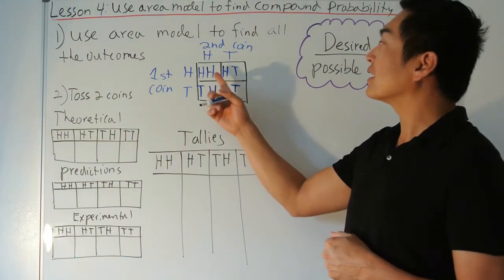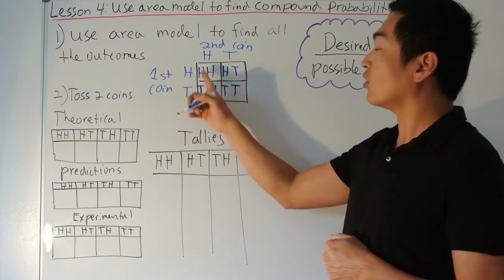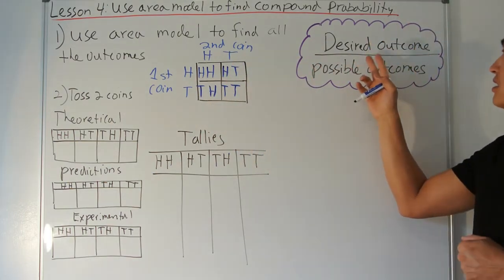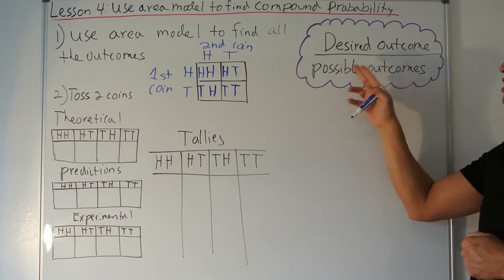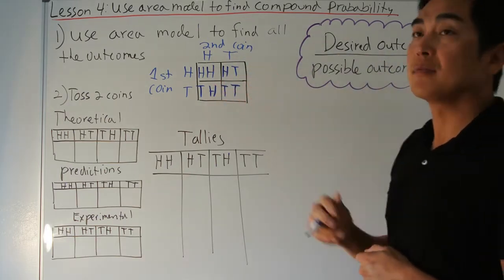So to get heads, only 1 out of 4. We learned that by using this one. So the desired outcome is 1, and the possible outcomes, there are 4 of them.